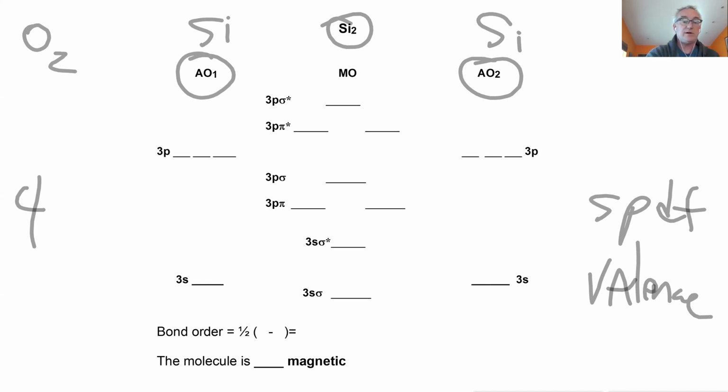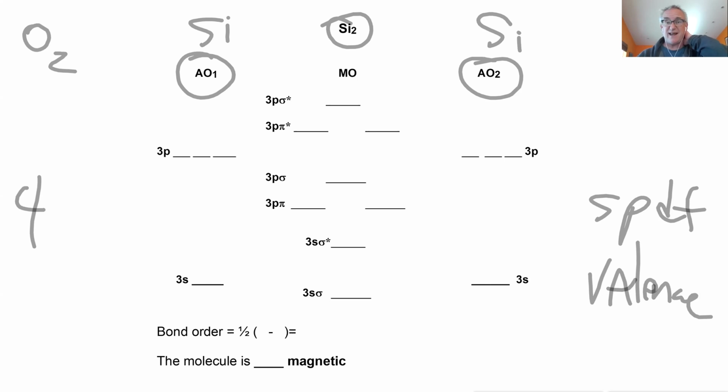And here you notice that we're starting with 3s. Why are we starting with 3s and 3p? How come we're not filling in the other orbitals first, 1s and 2s and 2p? How come we're not filling those in? Is it because those are core electrons? Exactly. Yes, those are core electrons.